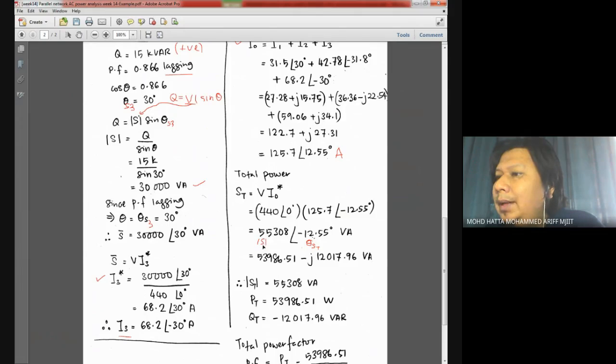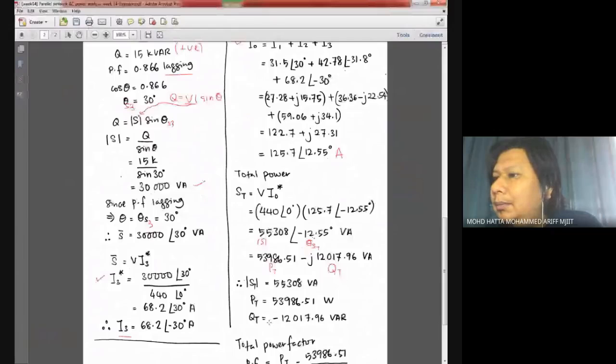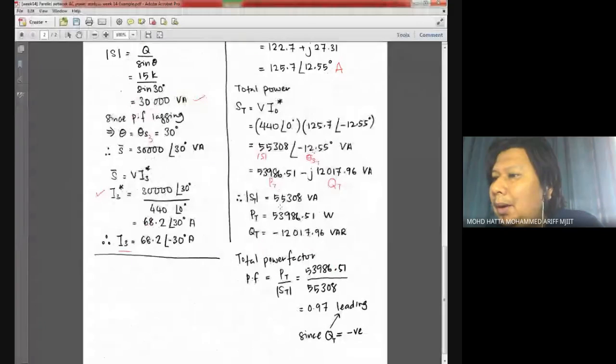S over here, the magnitude is our apparent power. The real part is basically our total active power. And the imaginary part that we have over here is the total reactive power. So that's why here I list down my S total, P total, as well as my Q total. Right. And to calculate my power factor, I will take this value and also the active power value, active power divided by this apparent power value will give me the magnitude of my power factor.